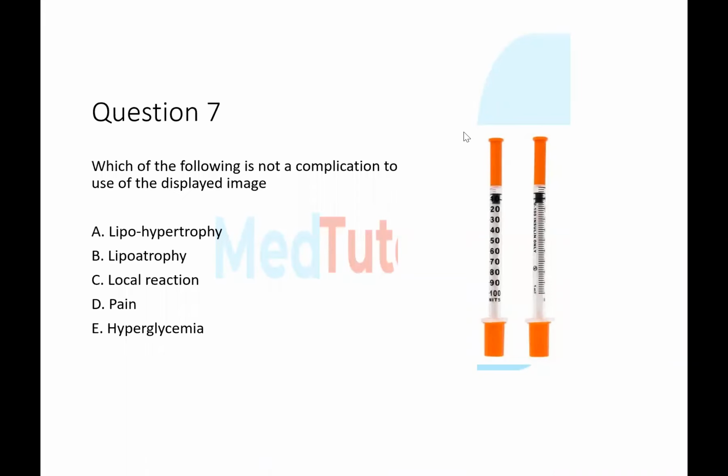So, which of the following is not a complication of the use of the displayed image? So, what image has been displayed here? Anyone? E. Yeah, so E. So, this is just simply an insulin needle. Yes. Okay, so all the other options here are correct except E. It has something to do with the level of glycemia. So, next slide.